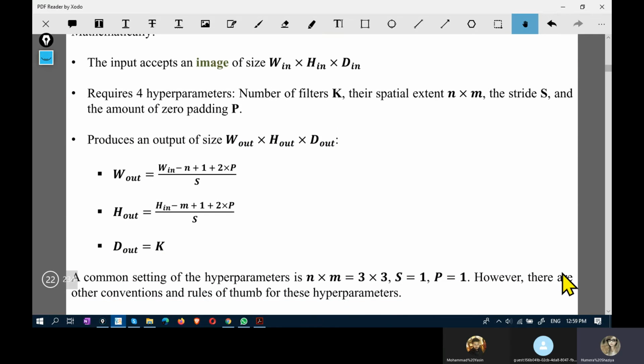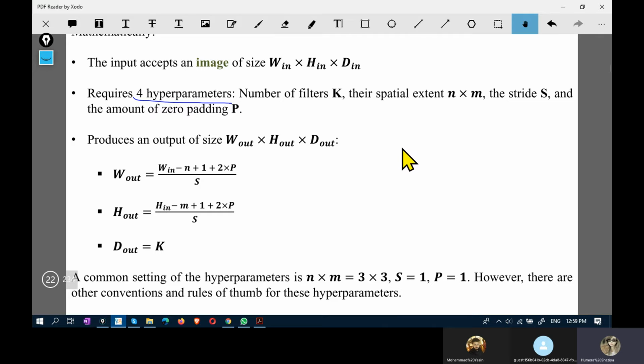Mathematically, you represent an image as this: width, height, and depth, where depth means whether it is color or black and white. And there are 4 hyperparameters. Hyperparameters are those parameters that need to be set by the user.